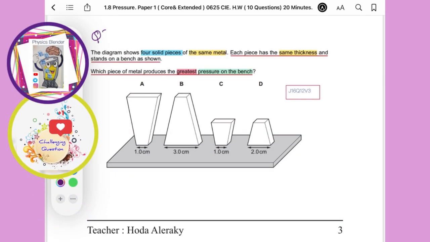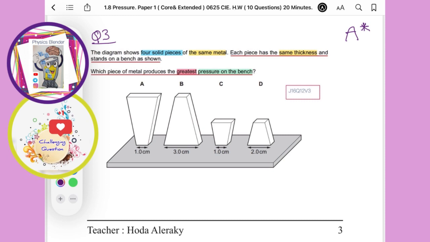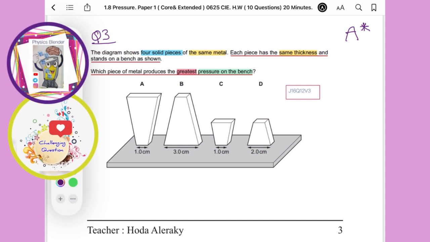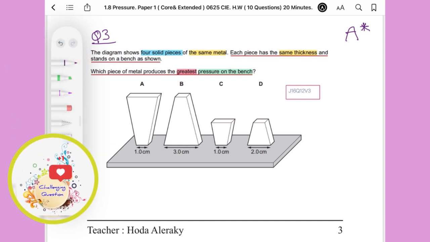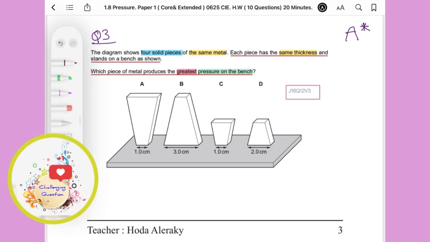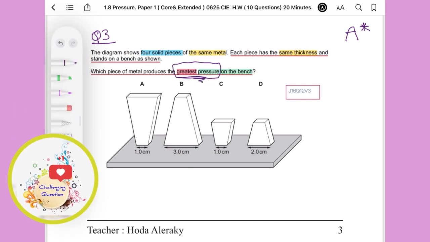Question 3 is a challenging question. We have 4 solid pieces of the same metal, with the same thickness, standing on a bench, but they have different base areas. Which piece of metal produces greatest pressure? So we are looking here for greatest pressure.